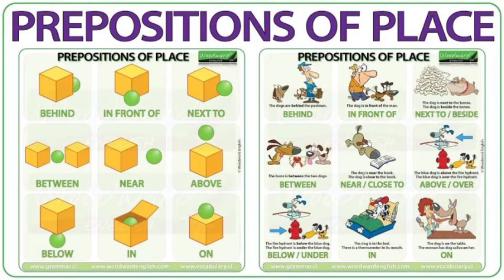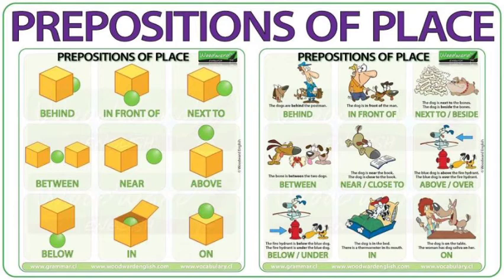We're not going to look at the box and the green ball, because we've done that example already. We are going to the sentences. So now look at this sentence. The dog is behind the postman. Behind. Then in front of. The dog is in front of the man. Now look at the bones and the dog. The dog is next to the bones, or the dog is beside the bones.